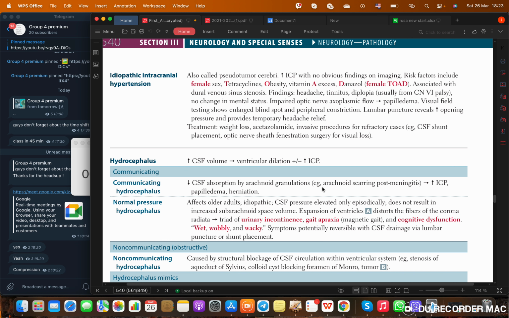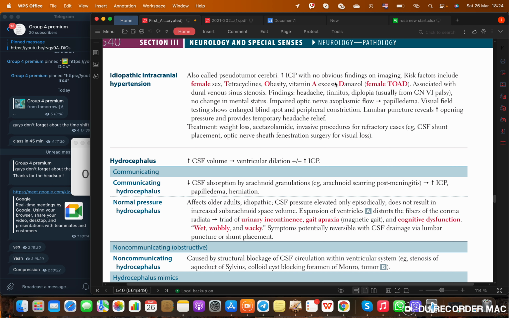So in pseudotumor cerebri, you will have the same, but when you do the CT scan, you will not be able to see the tumor. In addition to that, tumors do have compression, leading to focal neurological symptoms, which is something not seen in case of pseudotumor cerebri. So here they write increased intracranial pressure with no obvious finding on imaging.